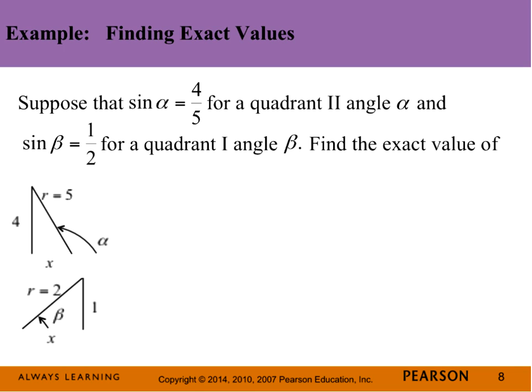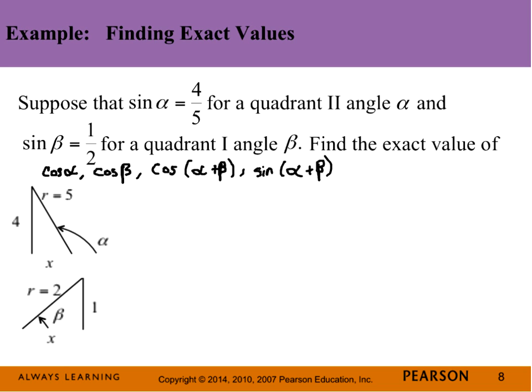Awesome. So let me first write what they're asking us to find with this particular set of information here. So we're asked to find the cosine of alpha. We're asked to find the cosine of beta. We're asked to find the sine of alpha plus beta, and the cosine of alpha plus beta. Okay, so we'll start with the cosine of alpha and the cosine of beta.